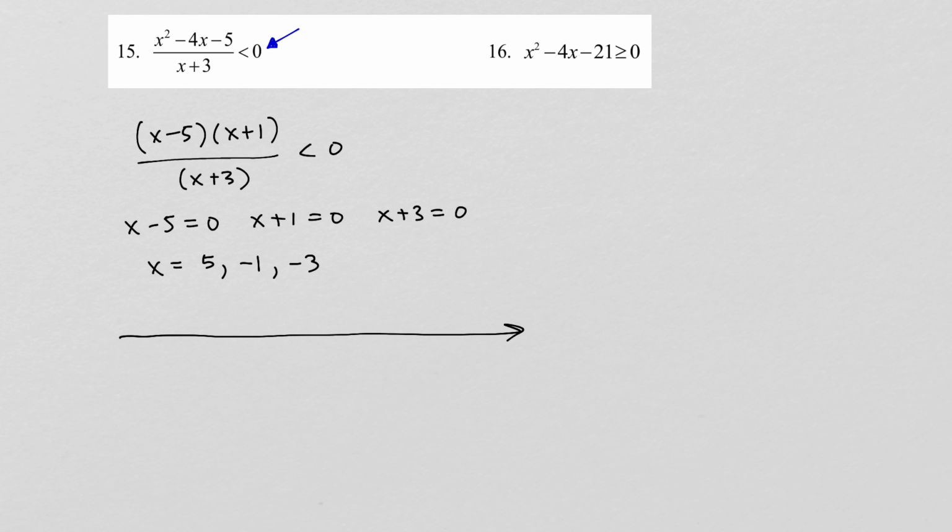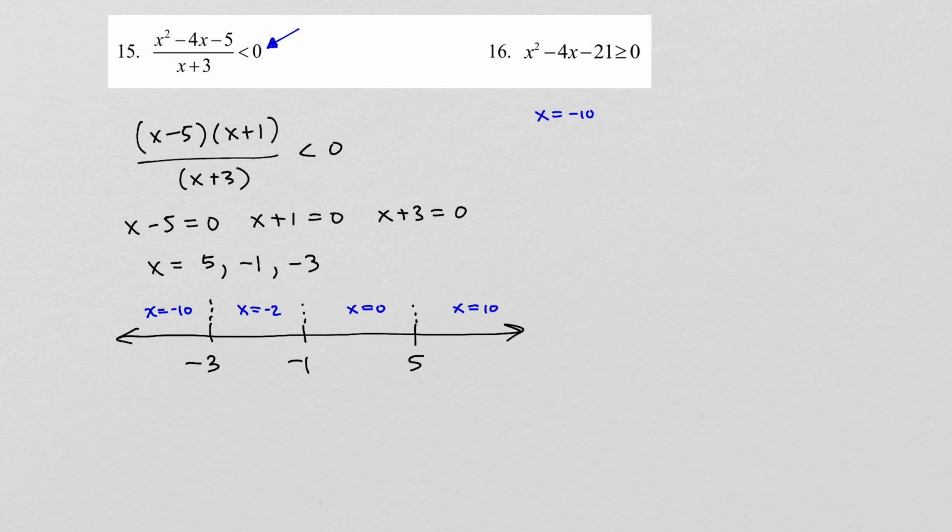Next, we're going to draw a number line, and we're going to put these numbers on that number line. And we're going to test each one of these intervals. So I will use test numbers -10, -2, 0, and 10. Now what we're going to do is take all of these test numbers and plug them into the factored form to see if it gives us something that is true or false.